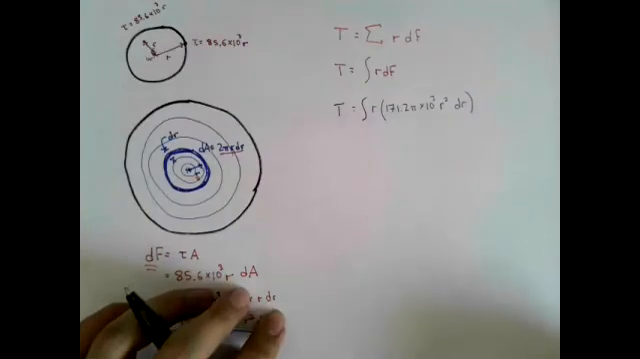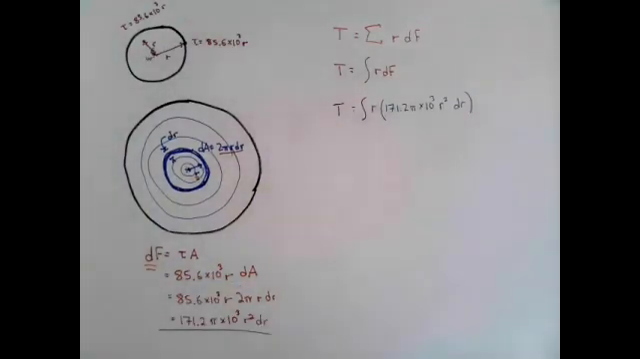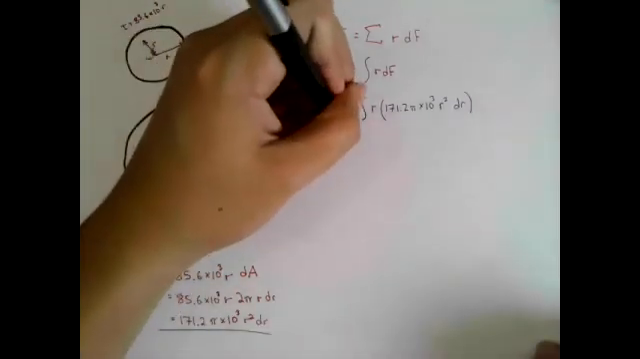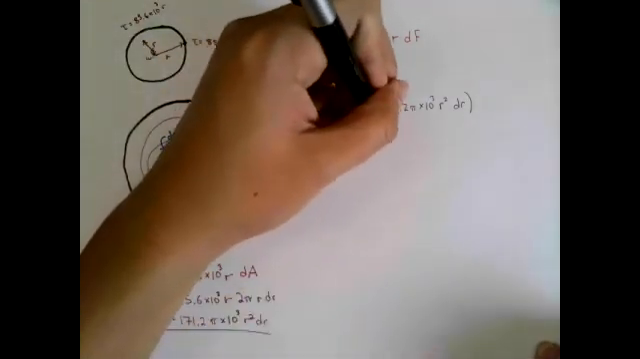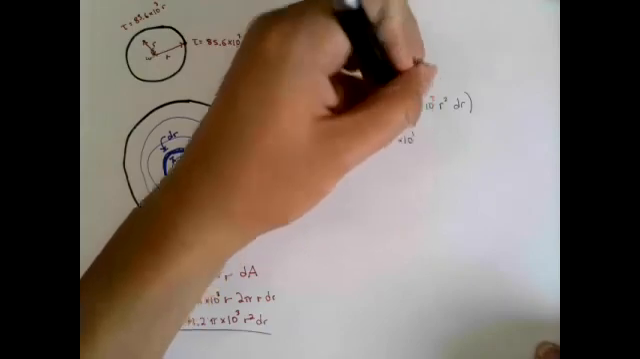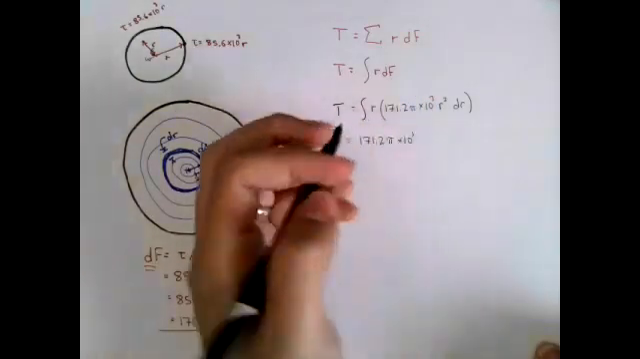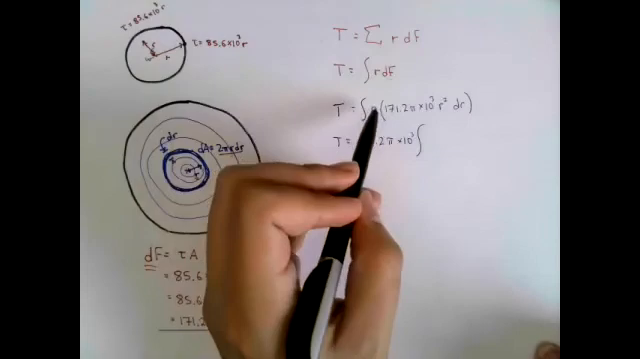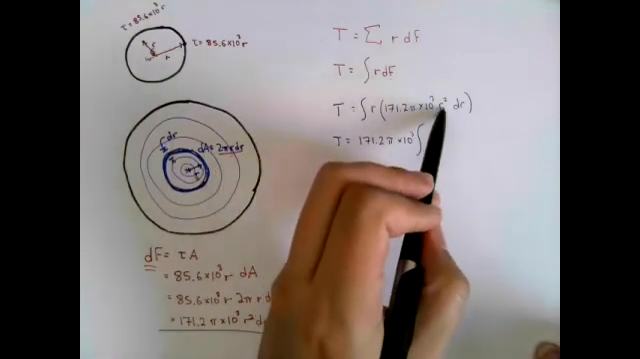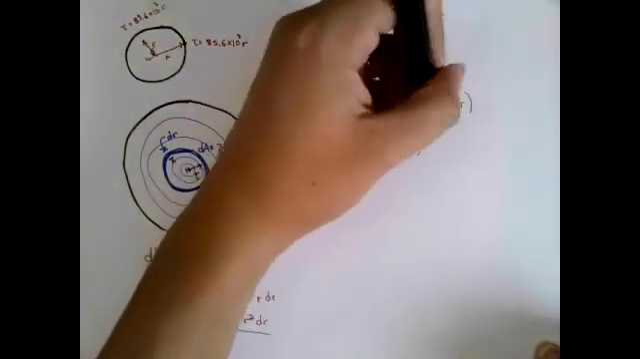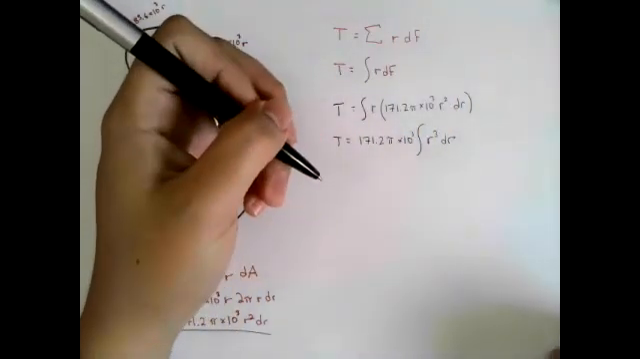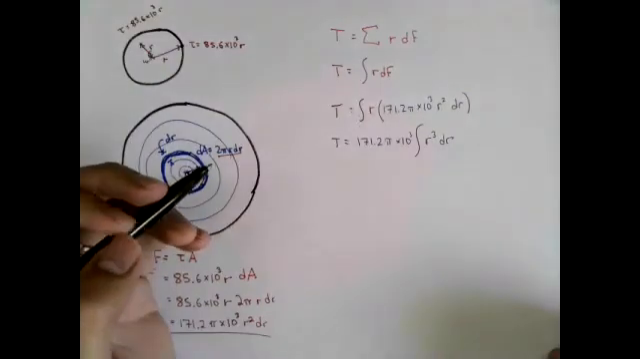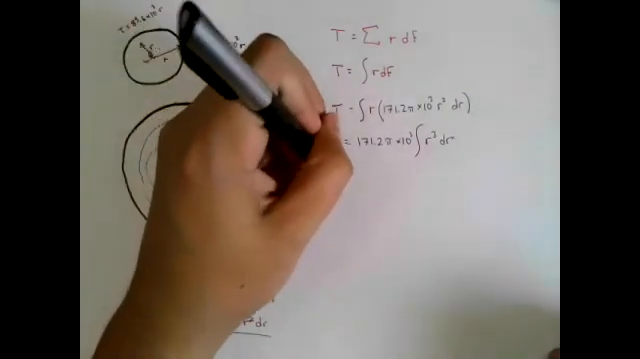Okay? Now from here we can do a little bit more analysis. Let's get rid of our constants, take them out of the integral. So we have 171.2 pi times 10 to the power of 3. All this is a constant, so we can take it out of the integral. We end up with integral r times r squared times dr. R times r squared is r cubed times dr. What's the integral of r cubed dr? I think this is an easy integral to solve, right?